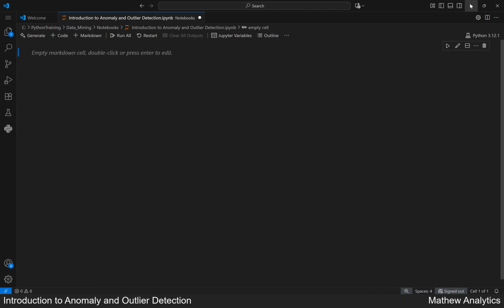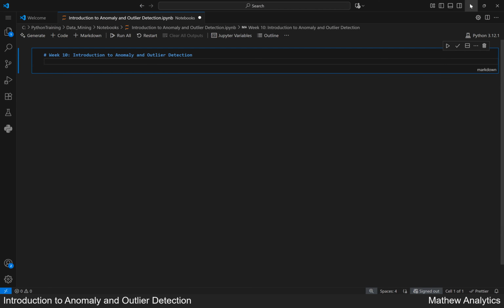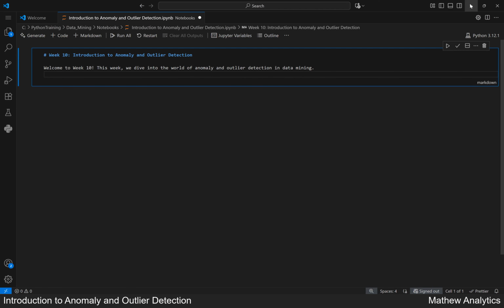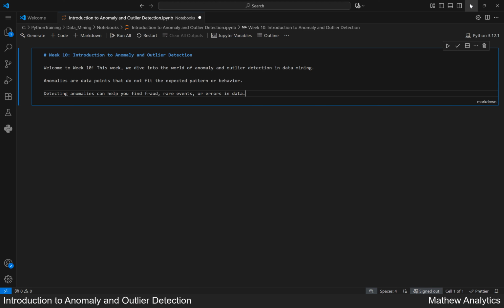Let us start by framing what this week is all about. Week 10, Introduction to Anomaly and Outlier Detection. Welcome to Week 10. This week, we dive into the world of anomaly and outlier detection in data mining. Anomalies are data points that do not fit the expected pattern or behavior. Detecting anomalies can help you find fraud, rare events, or errors in data.